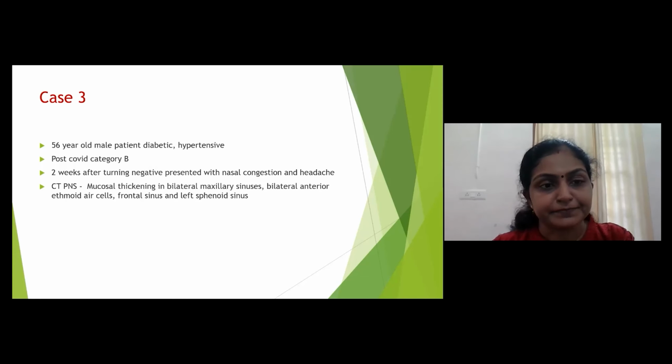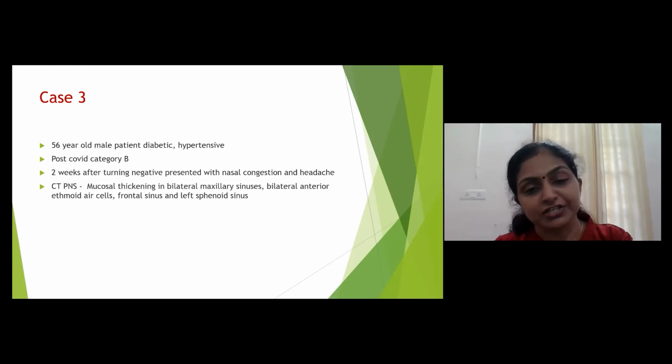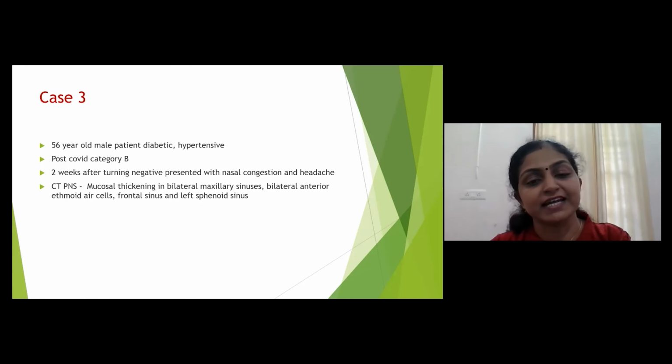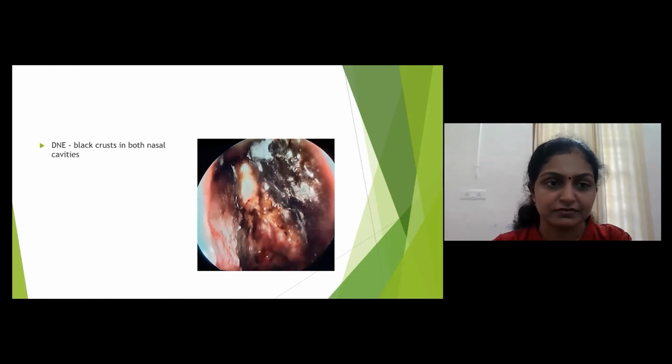Case 3. 56-year-old male patient, diabetic, hypertensive. Post-COVID, 2 weeks after turning negative, presented with nasal congestion and headache. CT-PNS showed mucosal thickening in bilateral maxillary sinus, bilateral anterior ethmoid air cells, frontal sinus, and left sphenoid. DNE showed black crusts in both nasal cavities, as seen in the picture.